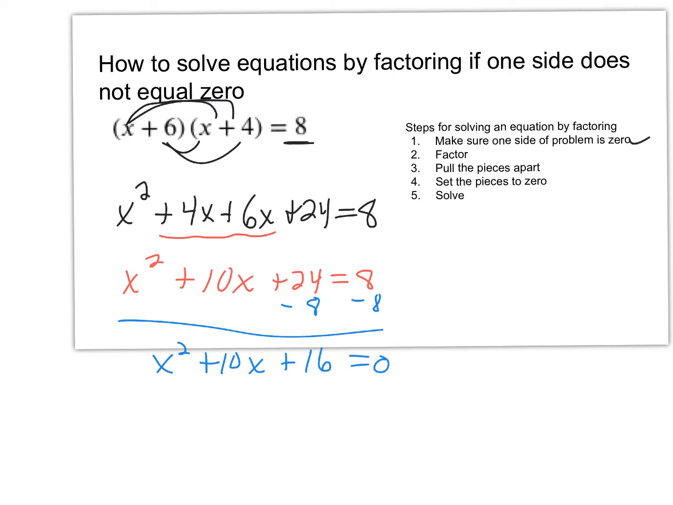Okay, now we're going to factor this. I'm going to use PS2 here. Product, positive 16. My sum is positive 10. So my two numbers that multiply to 16 but add to 10 are positive 8 and positive 2.